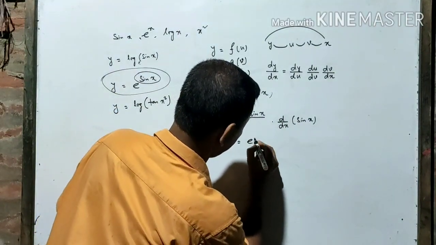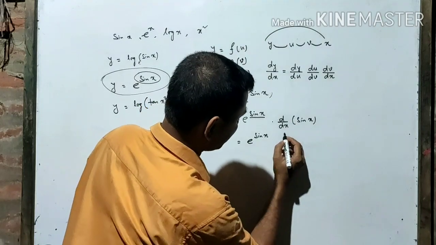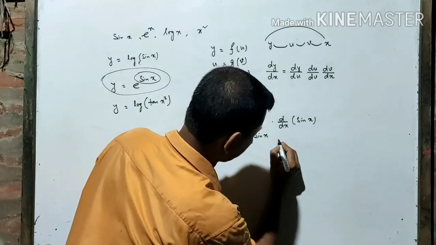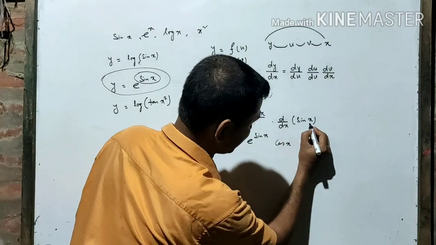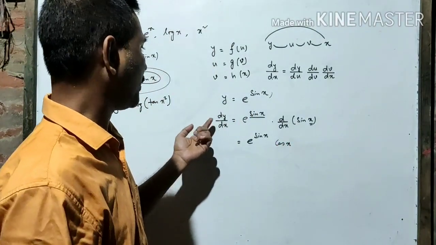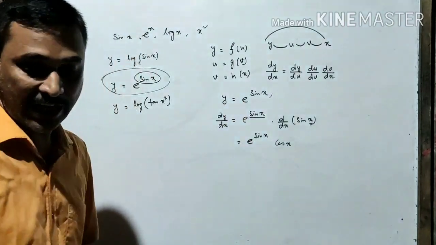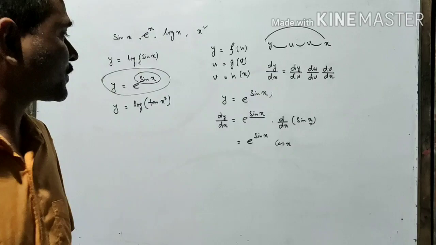Now, e to the power sin x stays as it is, outside the derivative operator. Now d/dx of sin x is cos x. Now what is in place of x here? Here x is x, so the chain will stop here. So the derivative of e to the power sin x with respect to x is e to the power sin x into cos x. Let me take one more example.